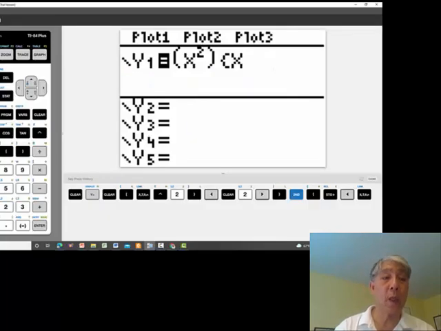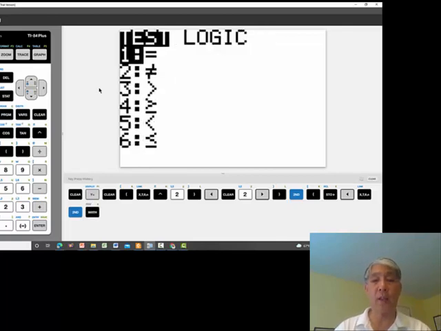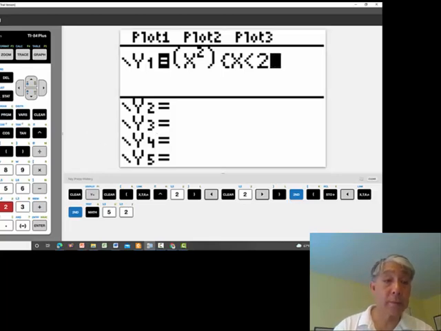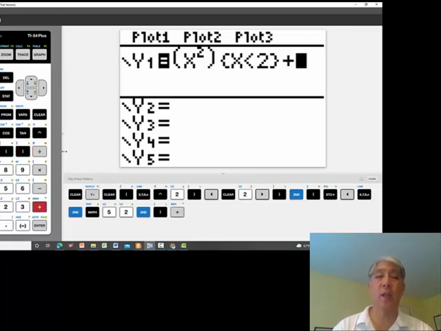x less than 2. The less than functions are under second math or a second test. In this case I want the less than function, or 5. Less than 2, close curly bracket. Now I put the next one, which is x is equal to 6.